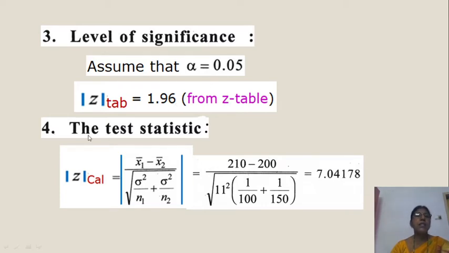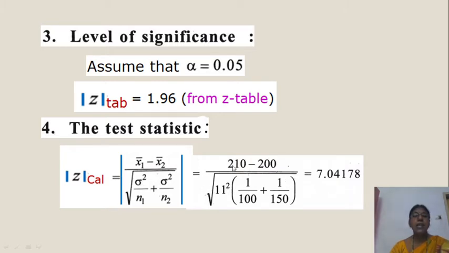Next, the fourth point, the test statistic. That means the Z calculated value. The formula is (x1 bar minus x2 bar) divided by the root of sigma square by n1 plus sigma square by n2. Substitute the x1, x2 values: here 210 minus 200, divided by the root of sigma square. Both have sigma square, so bring it outside the root, and it is sigma square into (1 by n1 plus 1 by n2). Bring sigma outside: sigma times the root of (1 by n1 plus 1 by n2). Bring the common sigma outside, and you get 11 here.